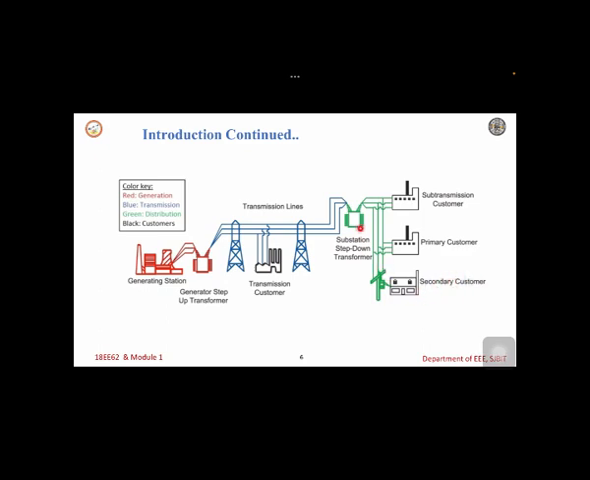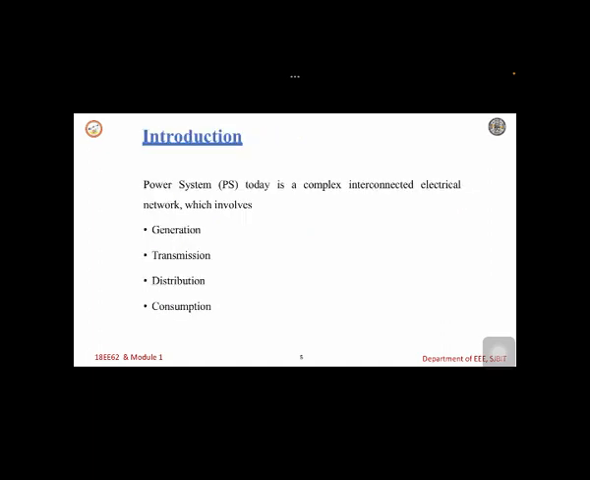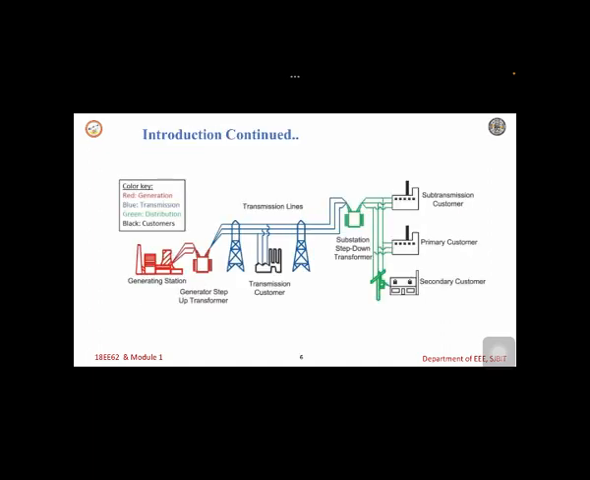And also in the distribution side, we are transmitting the power to large bulk power consumers like some big industries, that will take the power from the substation at around 132 kV or 66 kV. This is basically the structure of the power system.